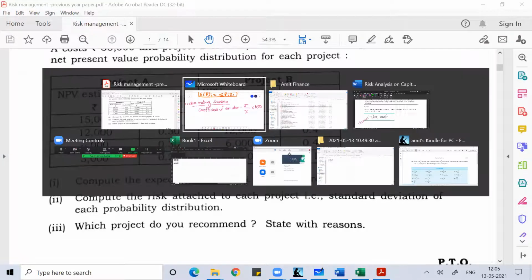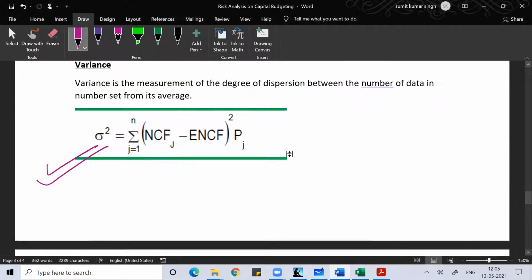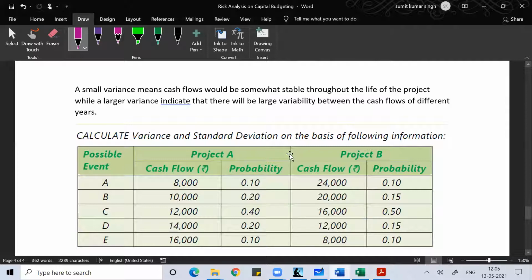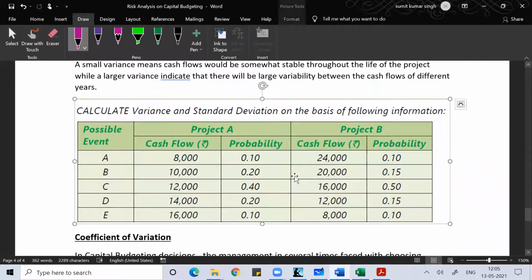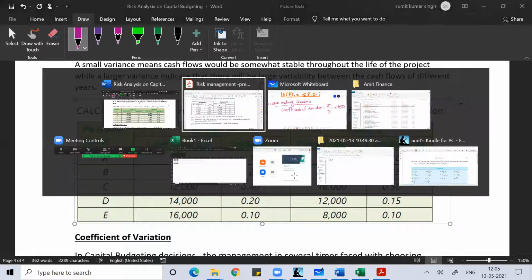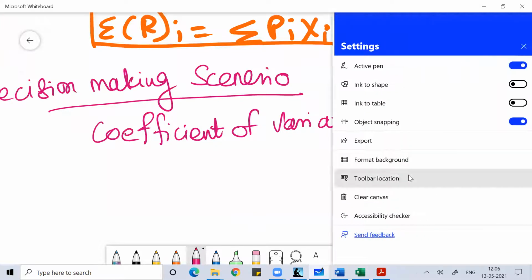So before that, do one simple problem based on the concept of variance. Suppose this is the question. You can see the two projects are there, A and B, and you want to calculate the variance and standard deviation of both the projects. Then let me do this problem for you people.